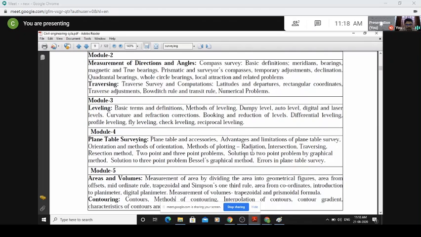Then you are going to learn what different methods you have. Then the equipment called the dumpy level, to check the level of a particular ground. You are going to use this equipment called the dumpy level. Then you are going to learn auto level, then digital level, then laser level. So these are the different equipments you are going to learn. And then the corrections like curvature correction and refraction correction.